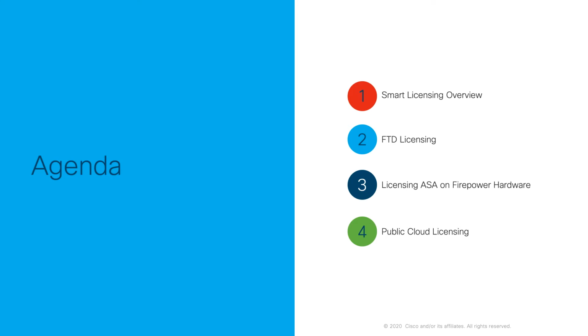The whole series covers the following topics: a general overview of smart licensing for both Firepower Threat Defense and ASA, and finally, smart licensing of Firepower in public cloud environments. You can either watch all of the videos in order to get a full overview, or simply watch the videos that are of most interest.